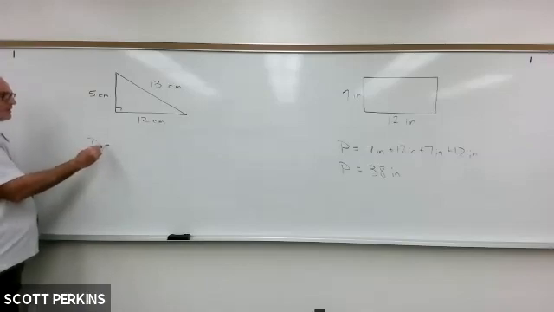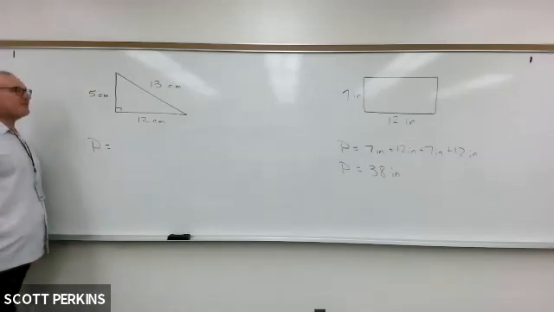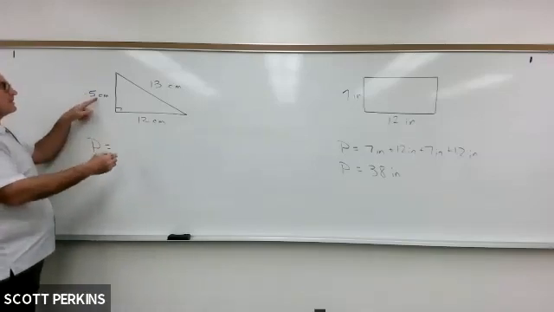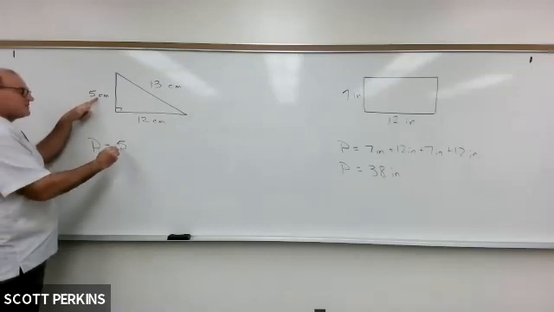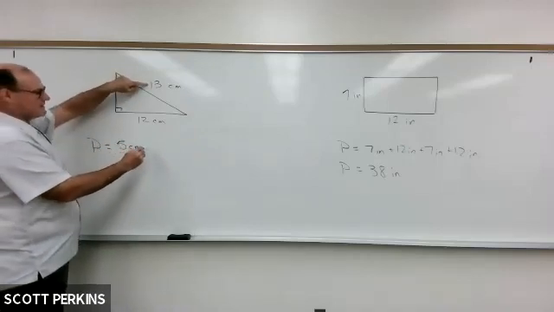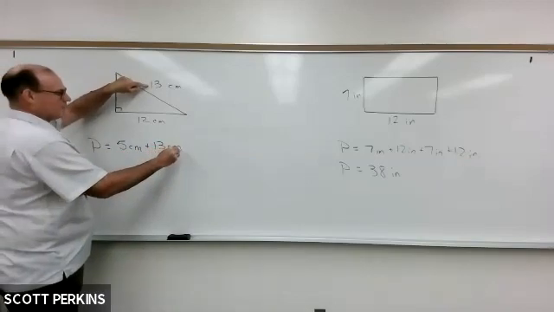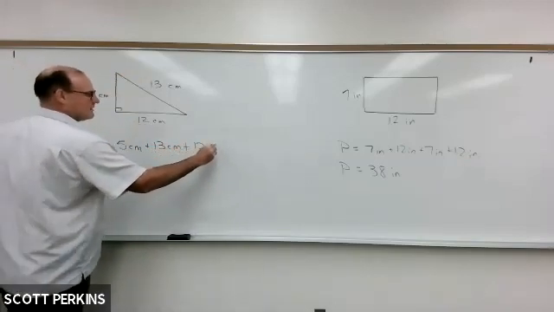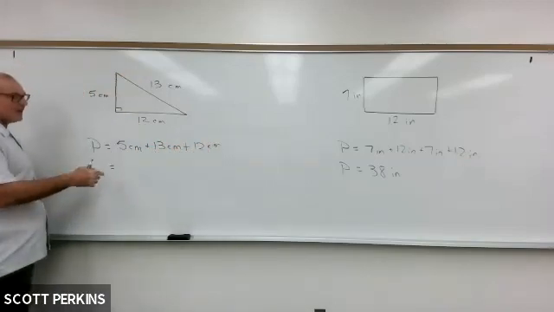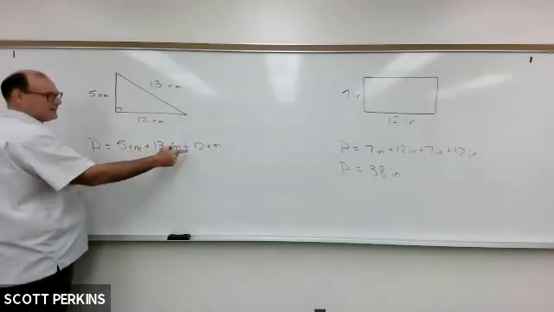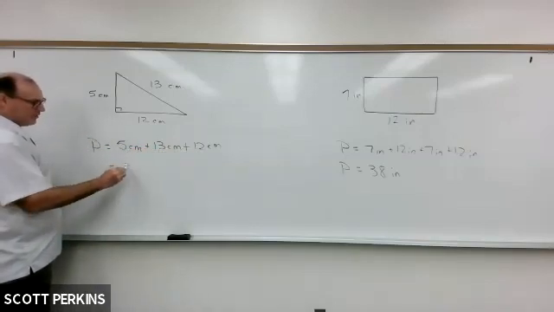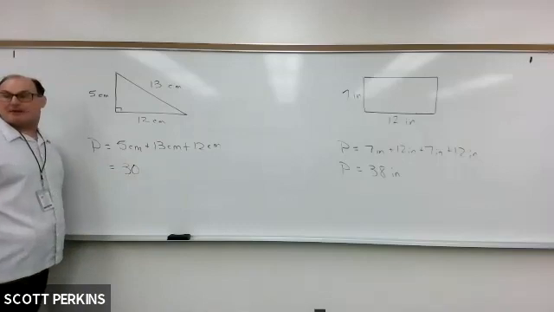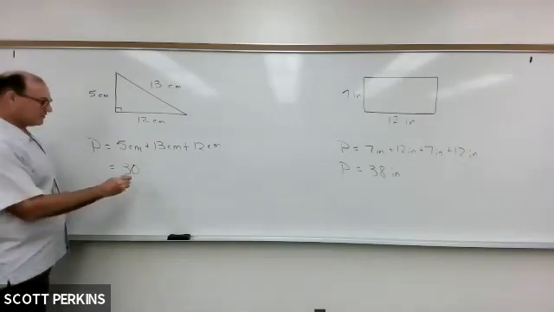Okay, so again, the perimeter is just the distance all the way around the figure. So it doesn't matter where you start. I'm going to start here on the left side. That's 5 centimeters. Then this side right here is 13 centimeters. Then the bottom is 12 centimeters. I'm hoping that the perimeter is pretty apparent. 5 and 13 is 18, plus 12 is 30. And then what are the units on my perimeter? Thank you very much, centimeters, perfect.